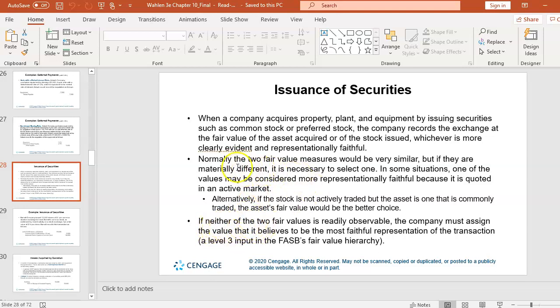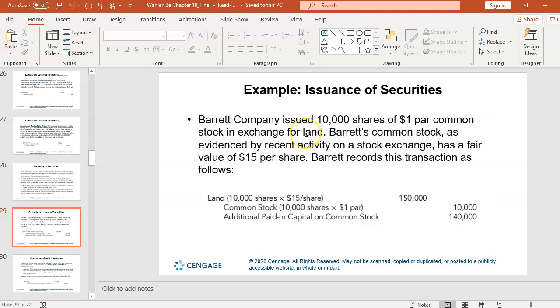It kind of just talks about here, it says normally the two fair value measures would be very similar. And we're talking the fair value of the asset, the property, plant, and equipment, and the fair value of the stock issued. And it says here that we should use whichever one is more clearly evident, or what they call representationally faithful. Basically, what really does represent the intent of the parties.